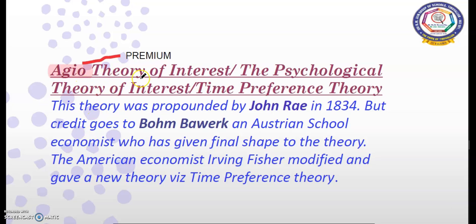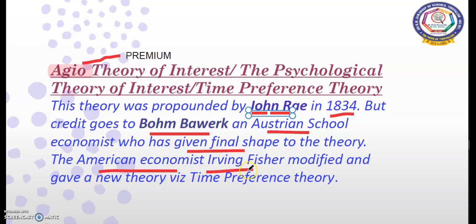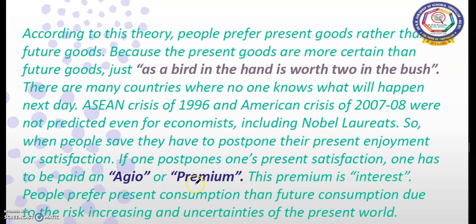Now next one, agio theory of interest. It is otherwise known as psychological theory of interest or time preference theory. This theory was propounded by John Rae in the year 1834, but the credit goes to Böhm-Bawerk. He was an Austrian school economist. He only gave the final shape to the theory, and the American economist Irving Fisher modified it and gave a new theory, namely time preference theory. Here the word agio means premium.